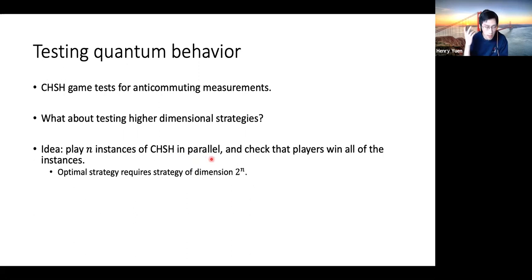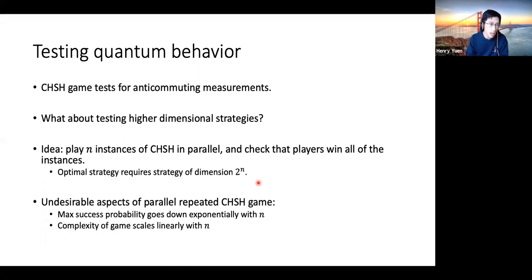So you have the same two boxes, but you just play n copies of it, and you check that they win all of the n instances. And it's not too hard to prove that, again, an optimal strategy, you just sort of put all of them together, an optimal strategy will require a state space of dimension 2 to the n at least.